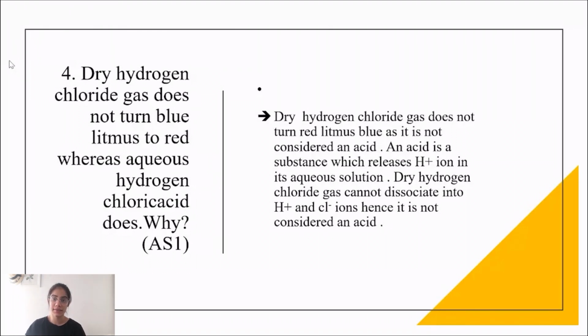So, to answer this question, we can take it up in a paragraph and say dry hydrogen chloride gas does not turn blue litmus red. It does not turn blue litmus red as it is not considered an acid in its gaseous form. An acid is a substance which releases H plus ions in its aqueous solution. Dry hydrogen chloride gas in itself cannot dissociate into H plus and Cl minus ions, and hence it will not turn blue litmus red.